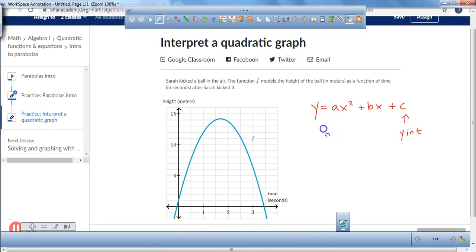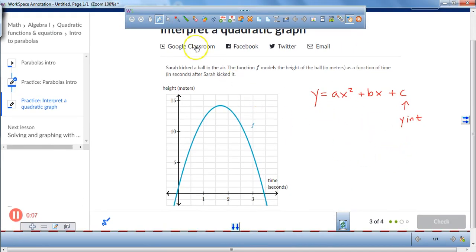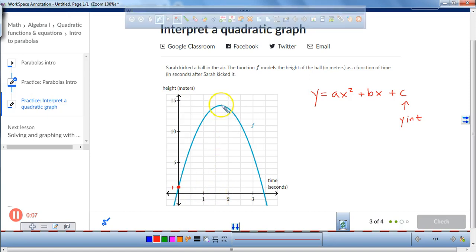Now what we're going to do is we're going to take a look at this graph and identify some features. One of the features is right here. We have a y-intercept right there. It looks like it's at a 1. We have right here this portion of the graph right there. That's called the vertex of the graph. So I'm going to label it vertex.